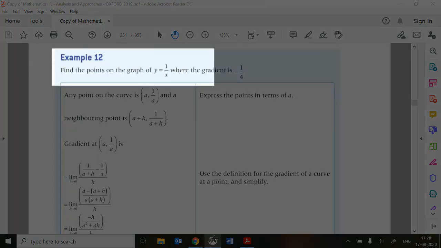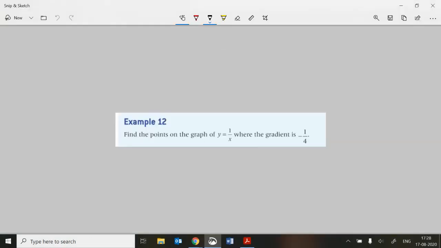Okay, so example 12 says find the points on the graph where the gradient is equal to this. So essentially we need some sort of gradient function which is now dependent on a, and we're going to need to set that to minus a quarter to give us out particular values of a, which is the same, frankly, as getting out particular points of x. Doesn't really matter.